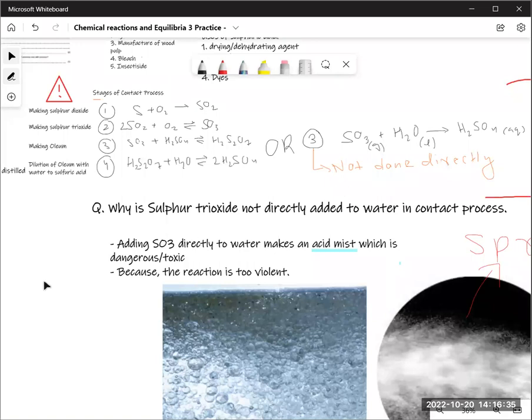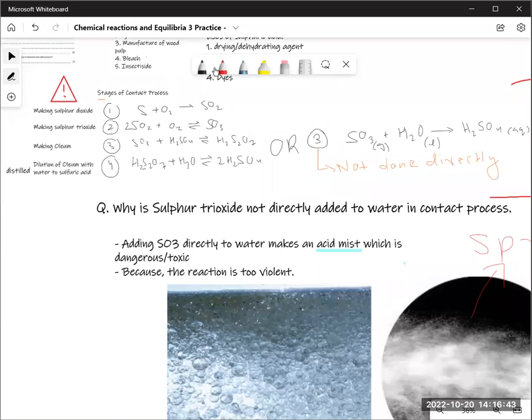Finished? Do we write why sulfur trioxide is not directly added? Yes, you should. Now, Anas, did you write all of this? Did you write the steps here? Oh no, I'm writing that right now. I'm on the third one. Now, this is more important than the equation because I think you have written the equation once. Yes, this is more important. Okay, let me write.